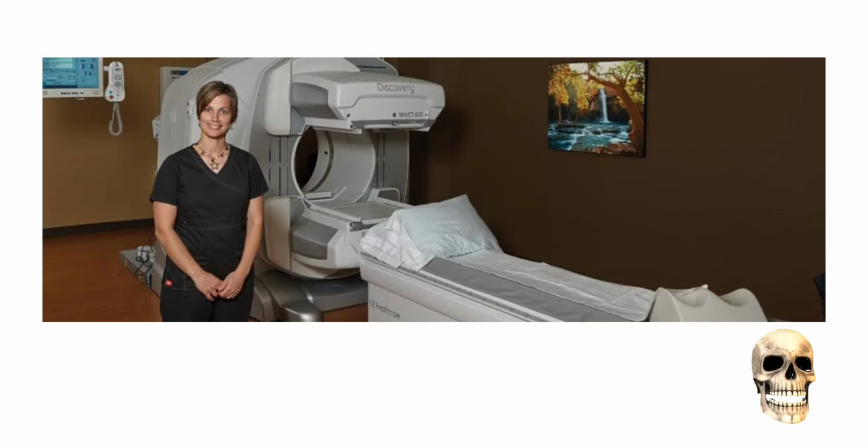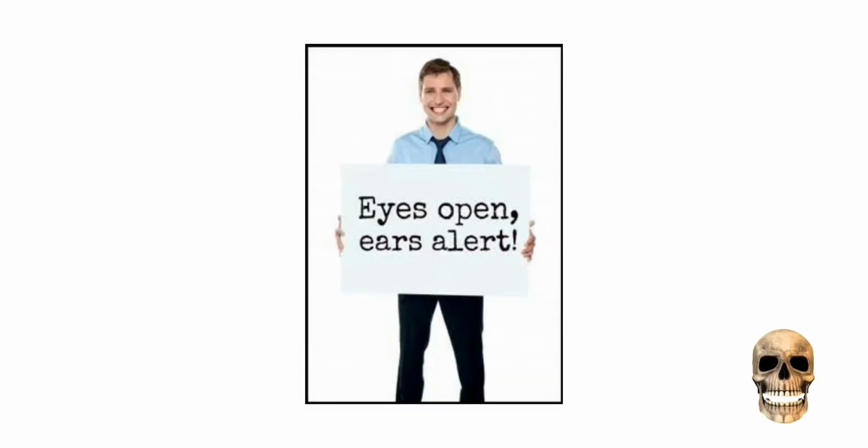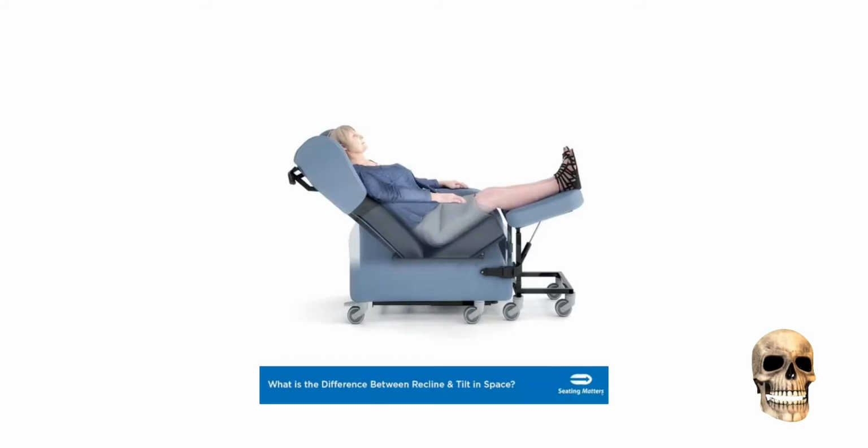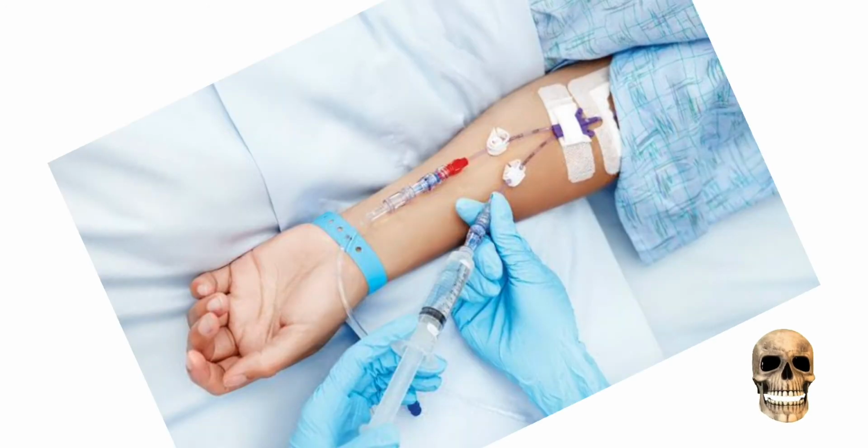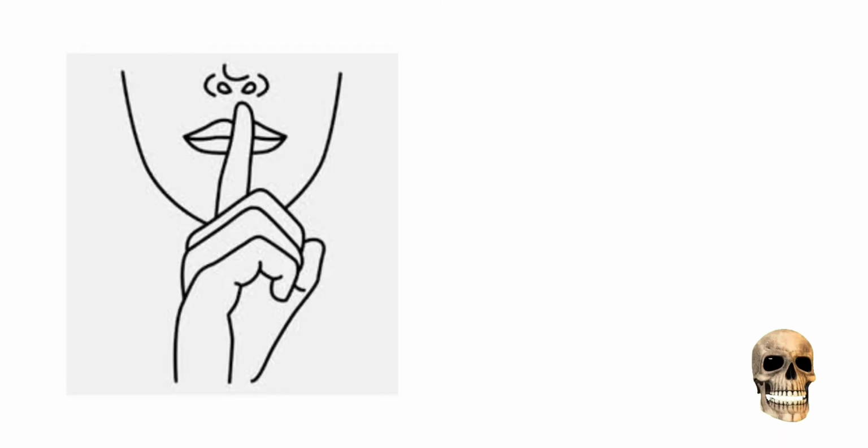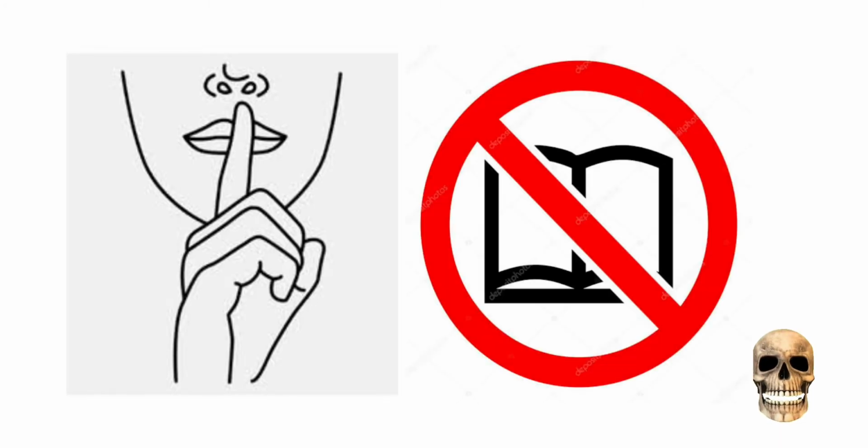Number 1. Place the patient in a quiet, dimly lit room. Number 2. Instruct the patient to keep his or her eyes and ears open. Number 3. Ensure that the patient is seated or reclining comfortably. Number 4. Place intravenous access at least 10 minutes prior to injection. Number 5. Instruct the patient not to speak or read. And lastly, number 6. Have no interaction with the patient prior to, during, or before the examination.